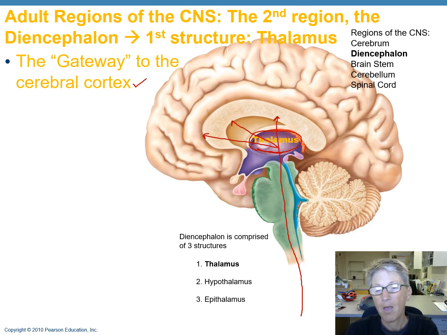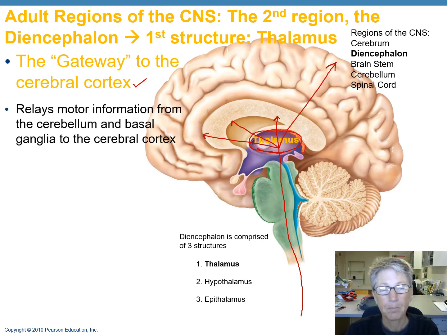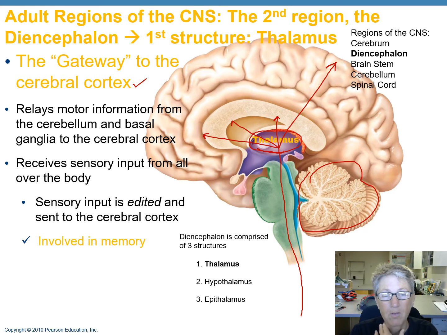So for example, if you have a pain sensation, the thalamus will send the signal over here to the sensory cortex. It also relays motor information from the cerebellum, so that's this guy over here. It takes motor information and balance information from the cerebellum, and also from the basal nuclei that we just talked about, to the cerebral cortex. The thalamus gets sensory input from all over the body, so wherever you're sensing something in your body, that information will go to the thalamus.